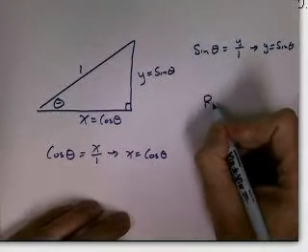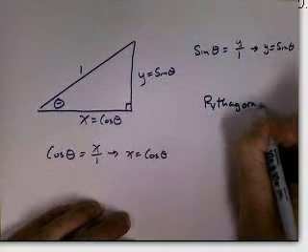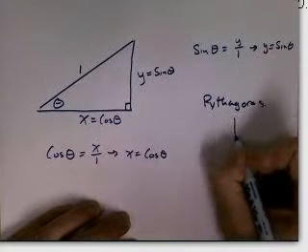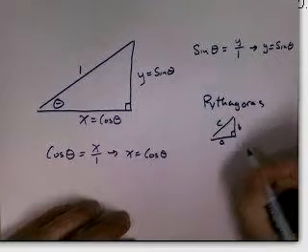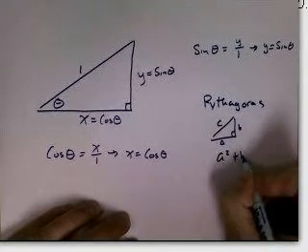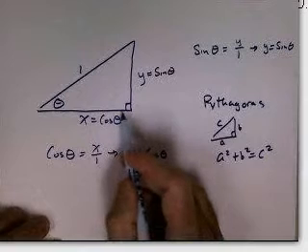Now, remember, our buddy Pythagoras, he told us that in any right triangle, if you have side lengths a, b and hypotenuse of length c, that a squared plus b squared equals c squared. So what does Pythagoras have to say about this triangle over here?